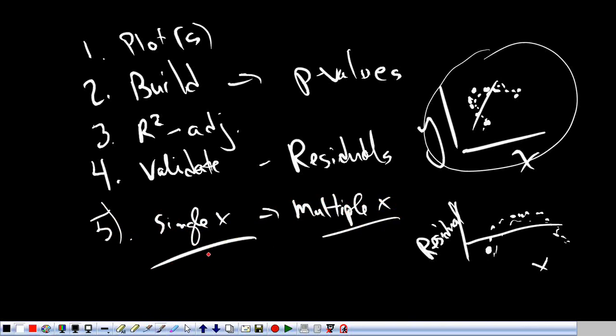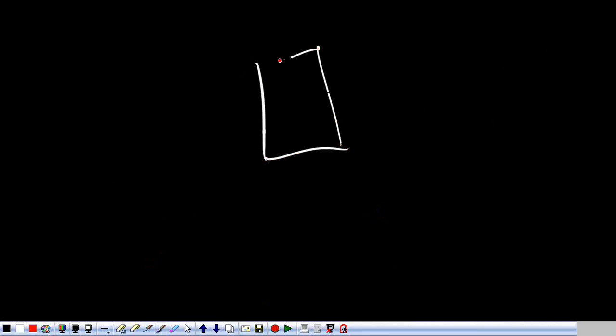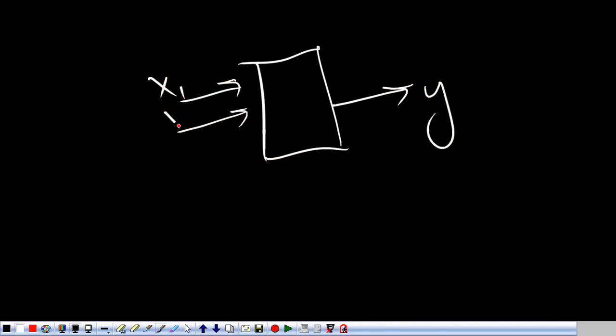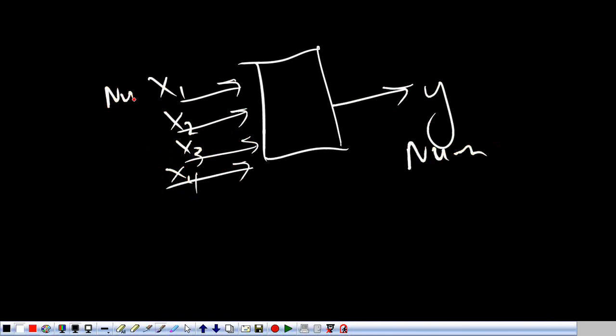Okay? Simple as that. One last thing that we want to talk about before we go on. We are talking about the situation where we have a y and many x's. Could be 1, could be 2, could be 3, could be 4, etc. But we're still confining ourselves to situations where y is a num and all of these are nums. We'll relax that later, where some are cats. But right now, all of them are numerical variables.